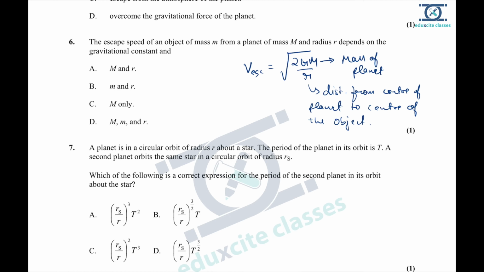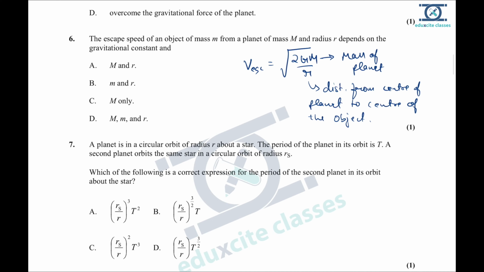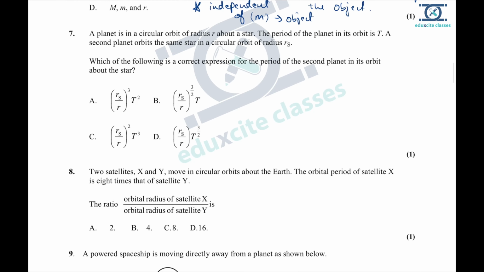So the question is asking, depends on which are the two factors. So capital M and small r, which is option A. It is very important to note here that it is independent of small m, that is the mass of the object. This is very important.